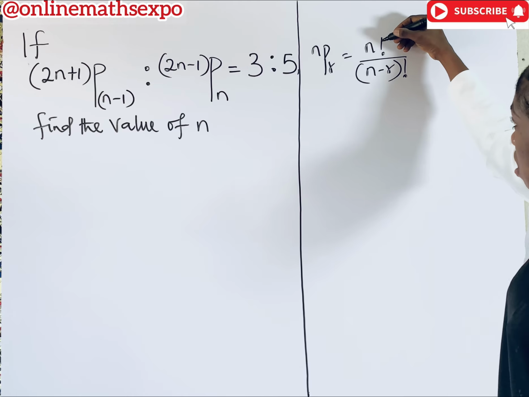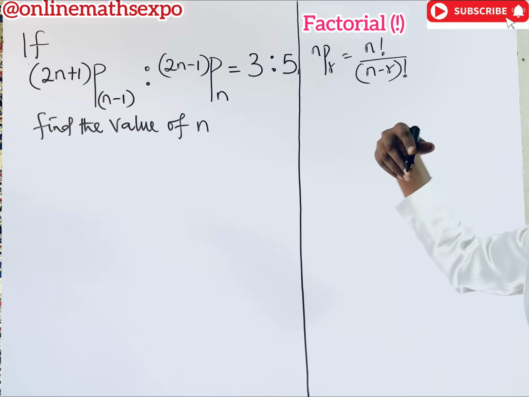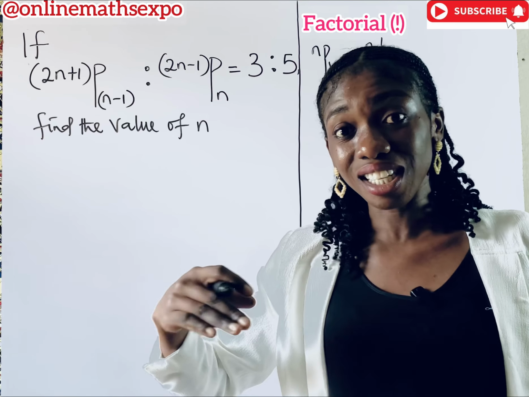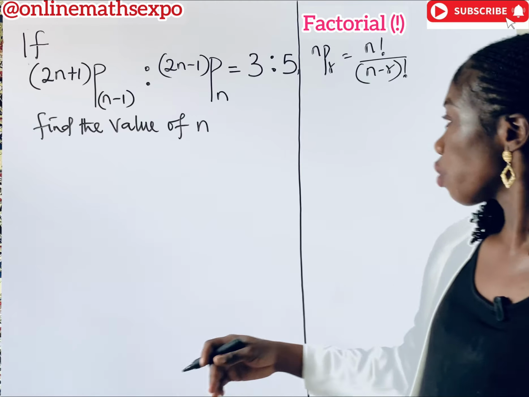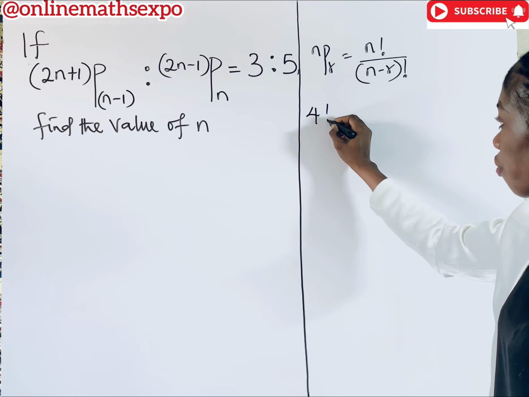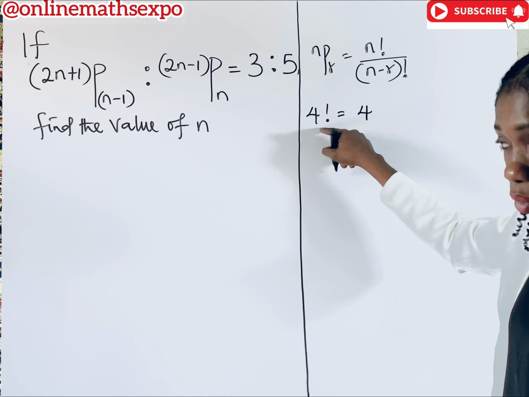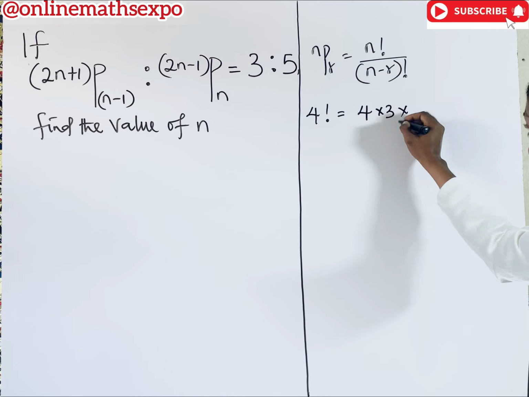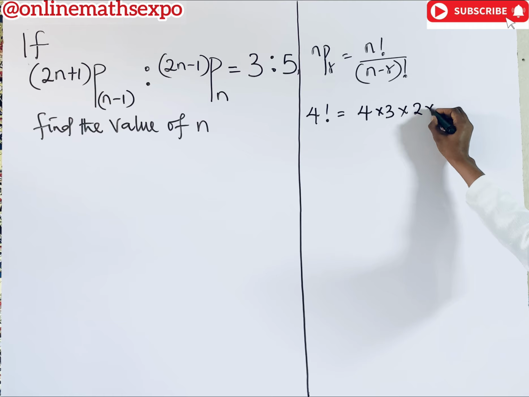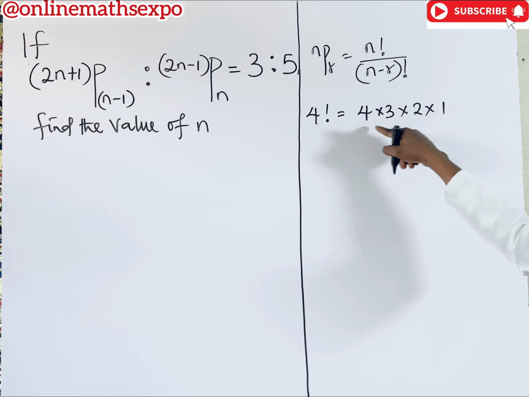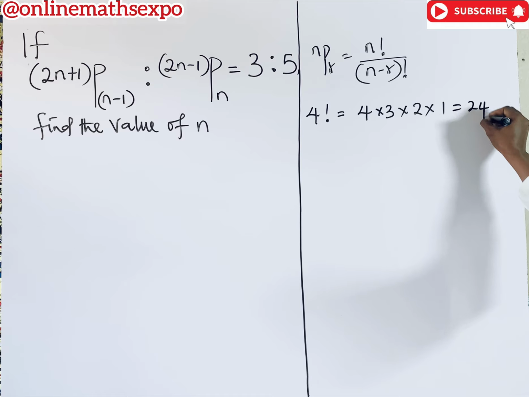Okay. Now, this symbol factorial means to decrease a number by one, and the result you have you represent in a product form. So what it means is that if I have 4 factorial, I'm going to have it as 4, decrease this by 1, you have 3, decrease this by 1, we have 2, decrease by 1, you have 1. When you get to 1, you stop. So if you multiply this, it gives you 24.